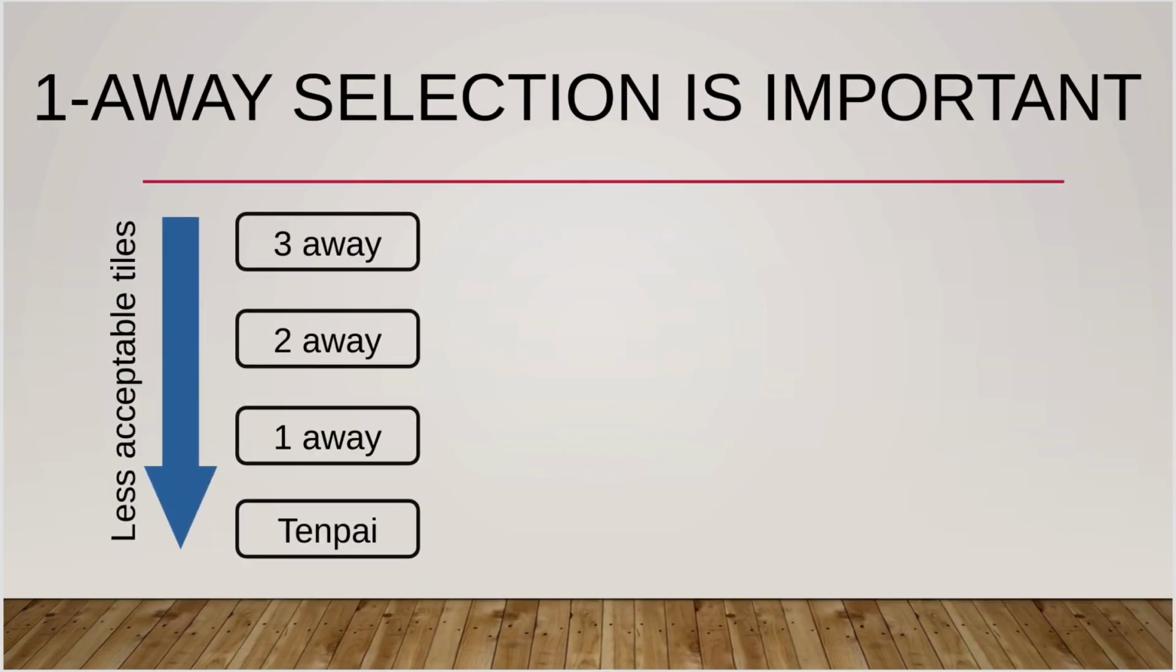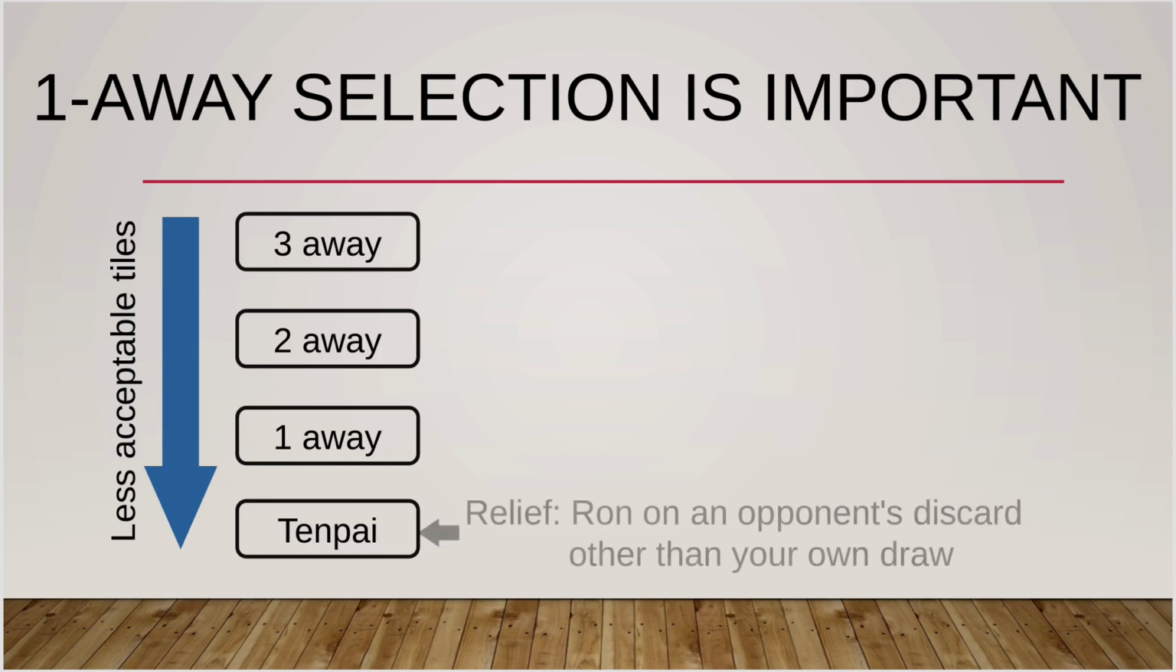One-away selection is important. When you are one-away, discarding the correct tiles is crucial because even a small mistake can significantly affect your win rate. The number of acceptable tiles generally decreases as you progress from 3-away to 2-away, 1-away, and finally, Tenpai. At the same time, when you're in Tenpai, there's the relief of being able to ron on an opponent's discard other than your own draw. Therefore, it can be said that being in one-away is the most challenging.